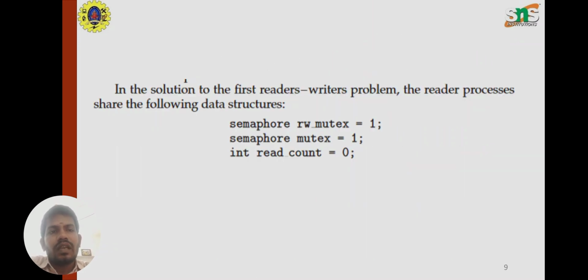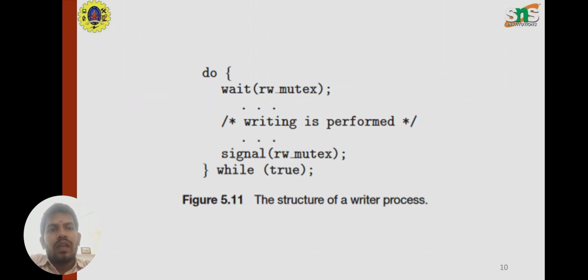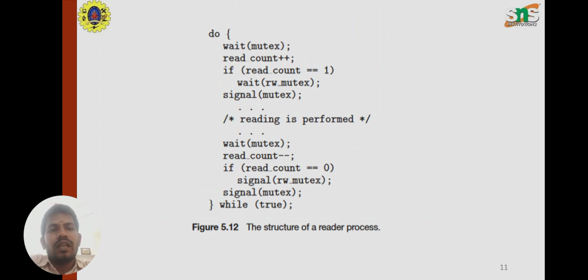In the solution to the first readers-writers problem, the reader processes share the following data structures: semaphore rw_mutex equal to 1, semaphore mutex equal to 1, and integer read_count equal to 0. The structure of the writer process: wait(rw_mutex), writing is performed, then signal(rw_mutex), and while the condition is true, it is executed. The structure of the reader process: wait(mutex), read_count is incremented, and if read_count equals 1, wait(rw_mutex). Then signal(mutex), reading is performed, wait(mutex), read_count is decremented, and if read_count equals 0, signal(rw_mutex). Then signal(mutex).